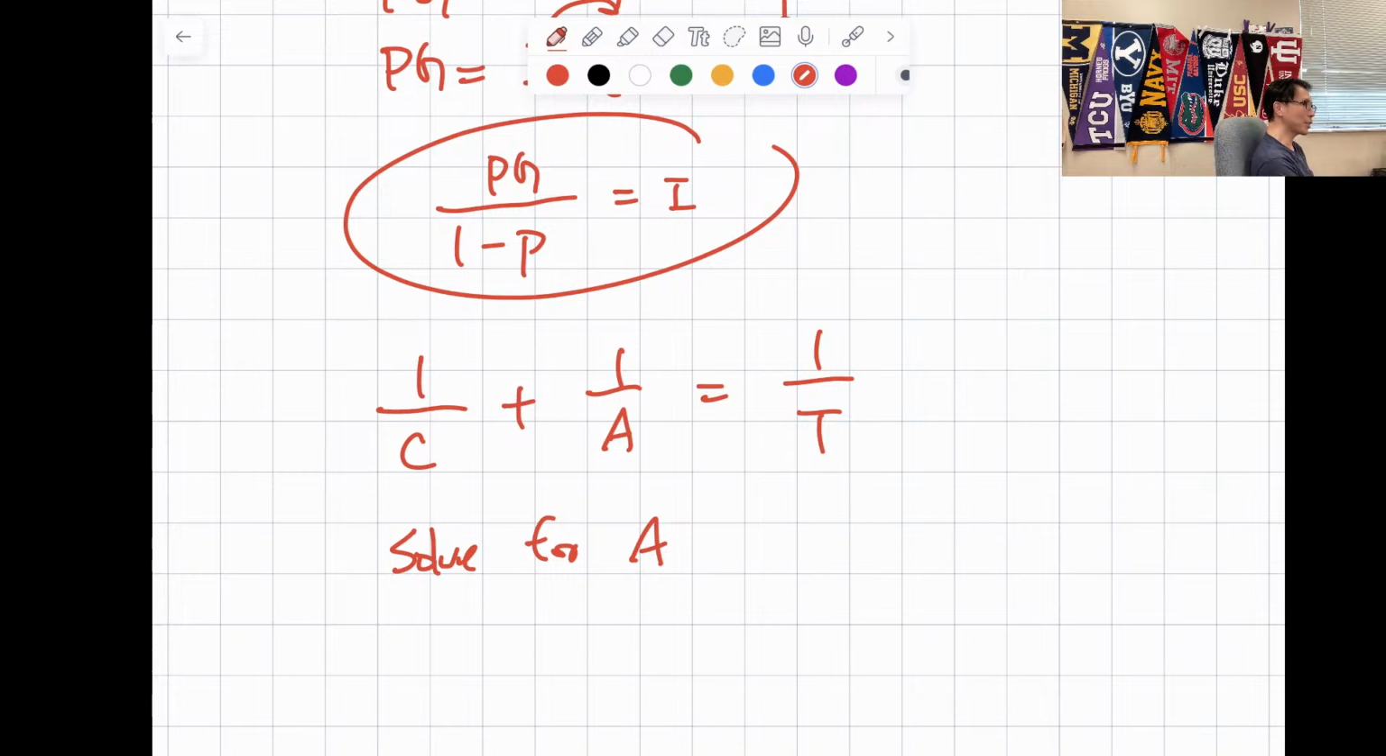Get rid of fractions. How do you get rid of all 3 fractions at the same exact time? What's the least common denominator? What's the least common denominator of, what is it? What happens when you multiply? A lot of the denominators are going to cancel.